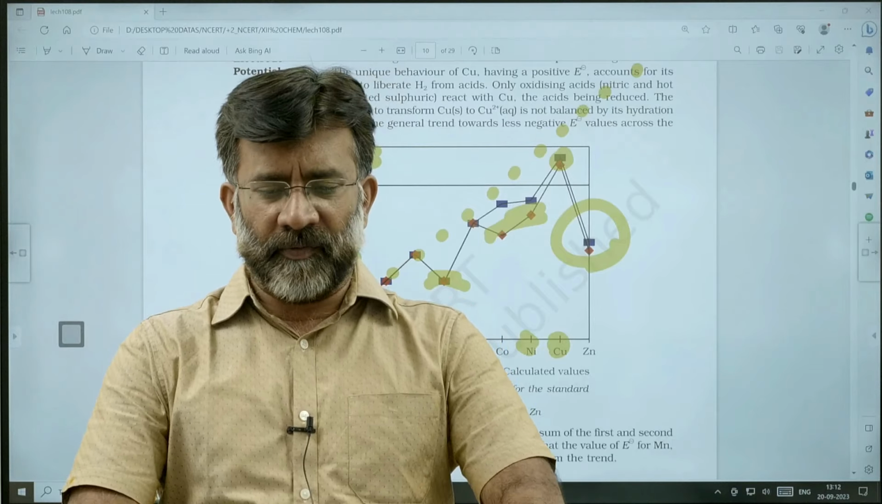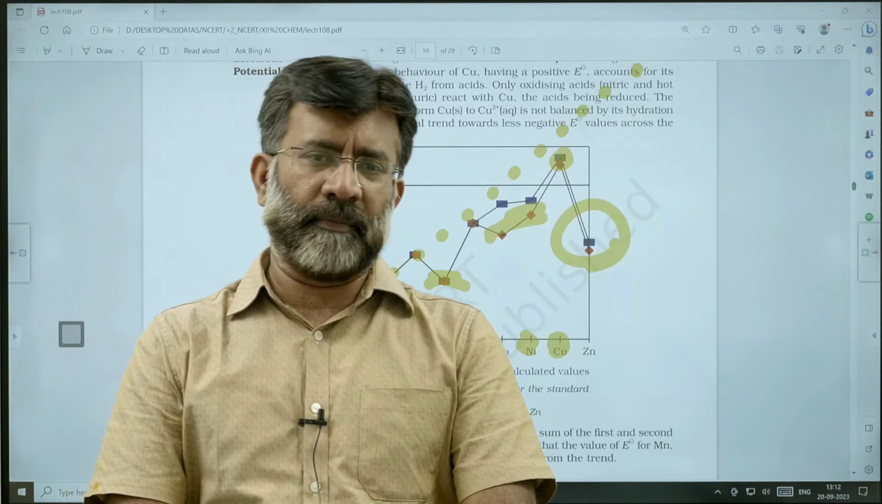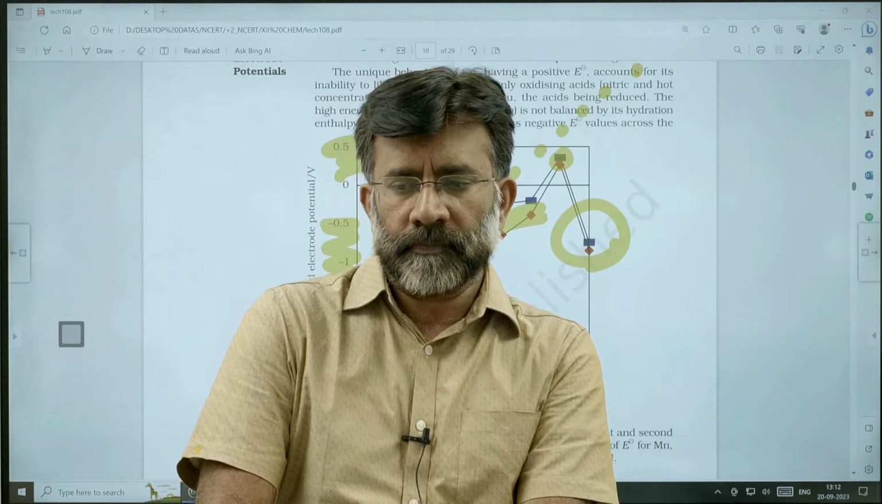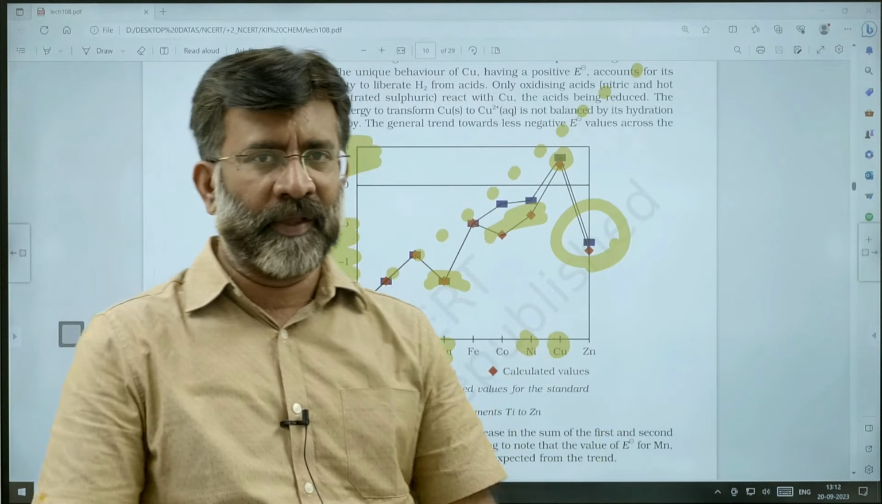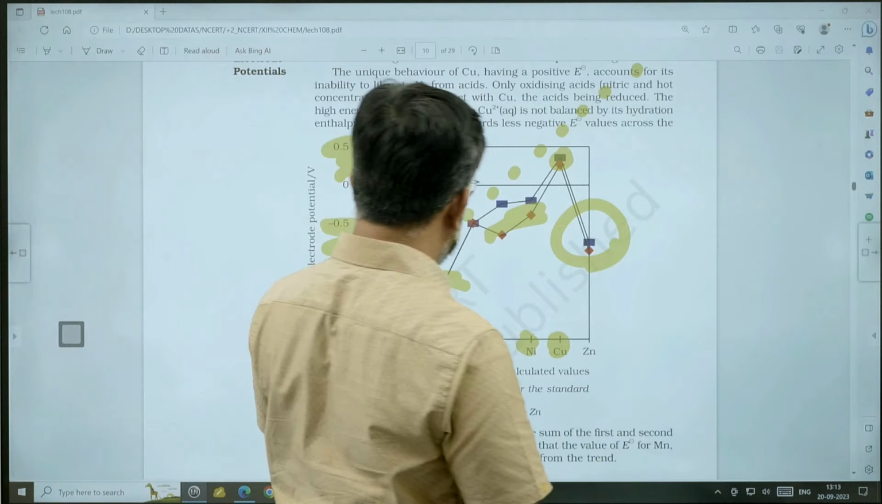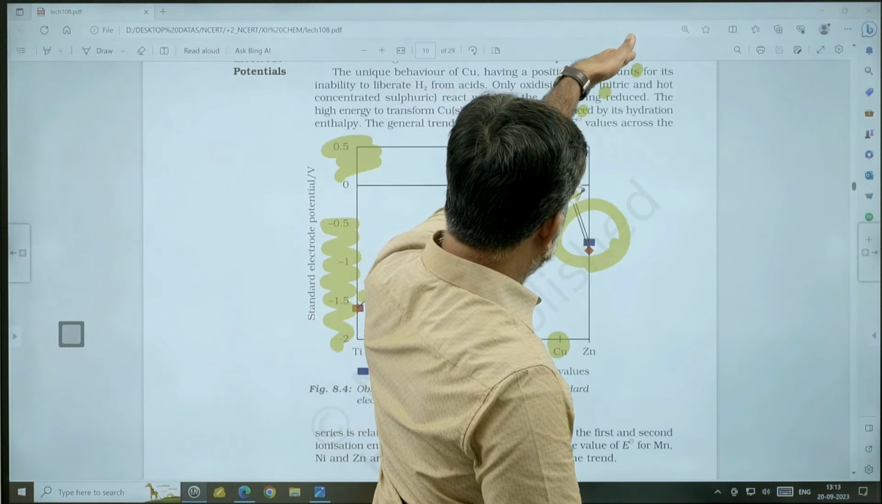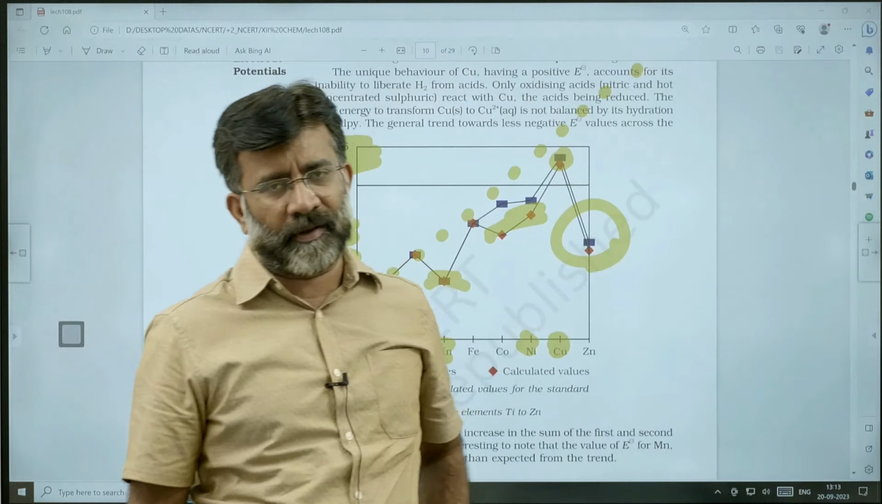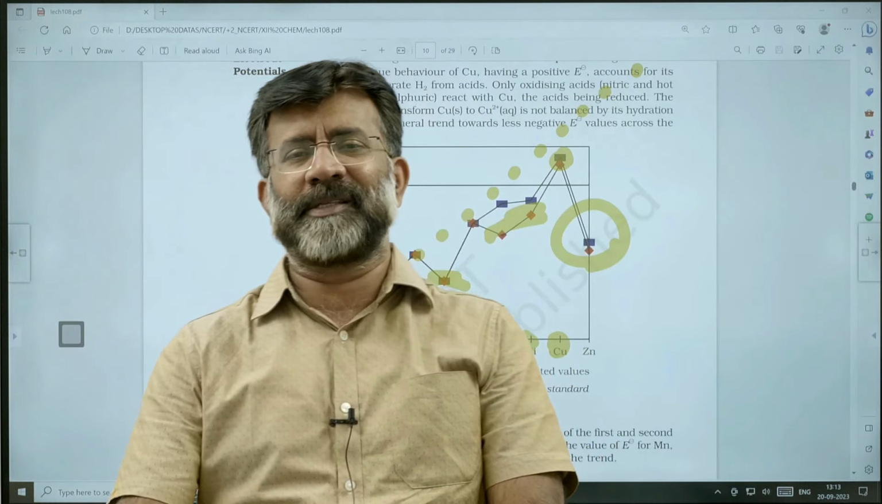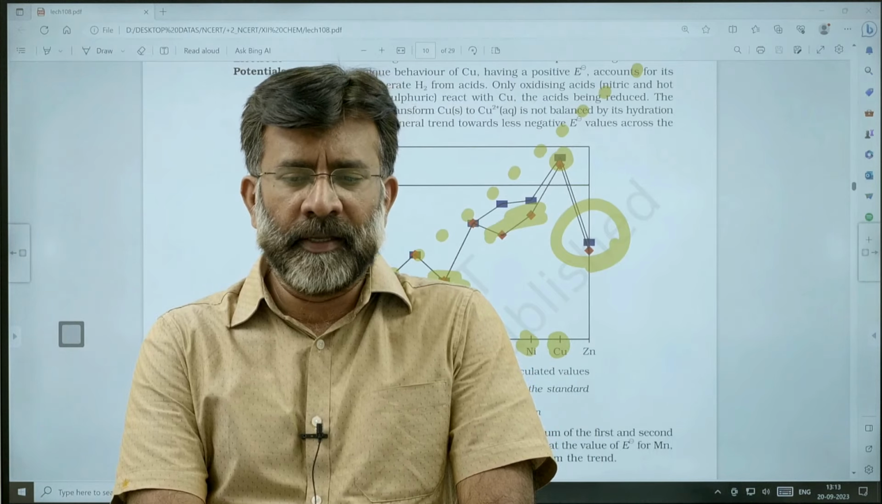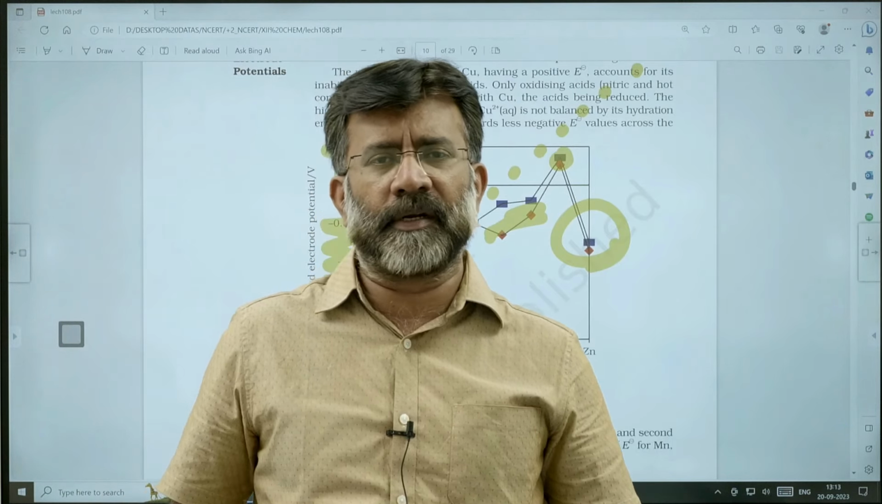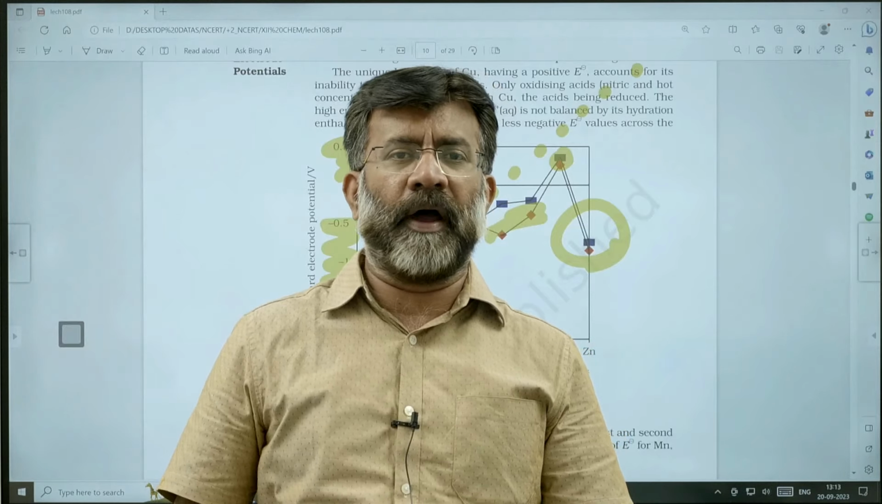So why are the exceptions coming? For example, zinc. Why is zinc turning negative? In fact, it is going like this. Zinc should have been somewhere over here with a positive figure, but zinc has minus 0.76 volt. That is the reduction potential of zinc. Zinc comes with a very low value as a result of enthalpy of atomization.